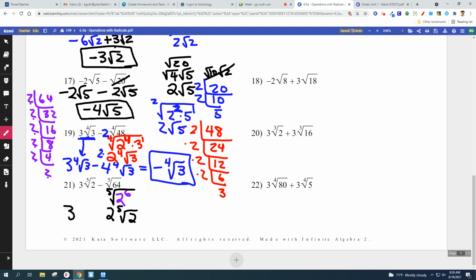All that's left is just to look at your like terms now. 3 times the 5th root of 2 minus 2 times the 5th root of 2 is going to equal 1 5th root of 2.